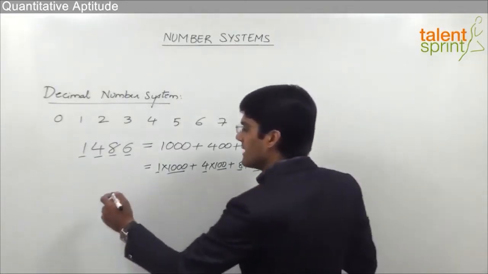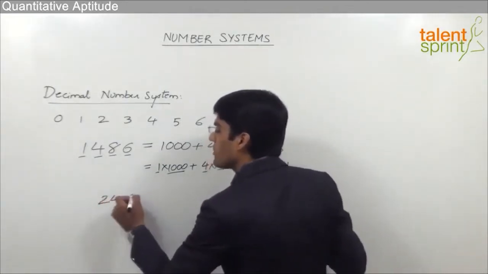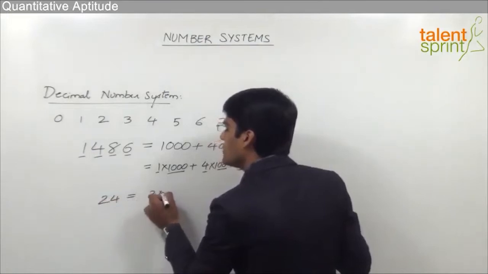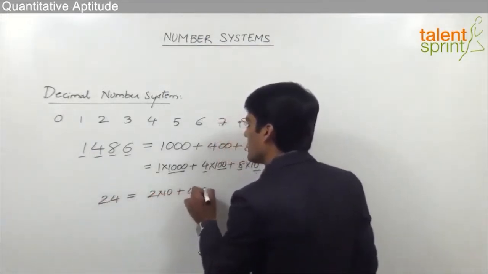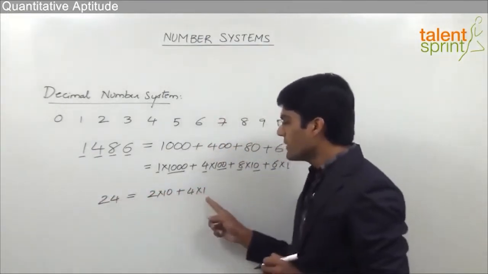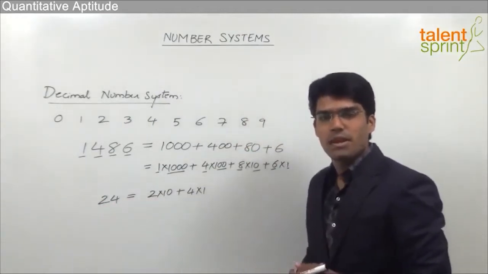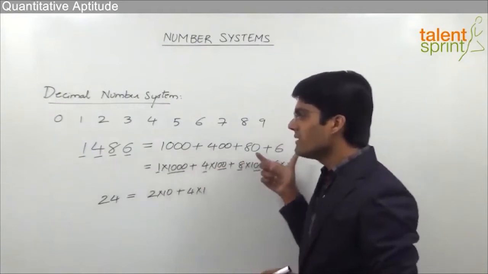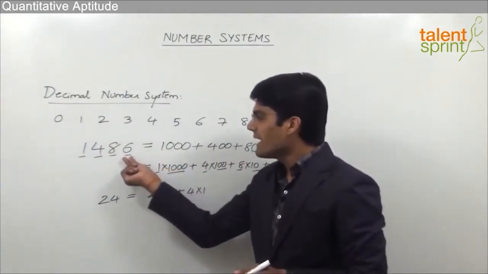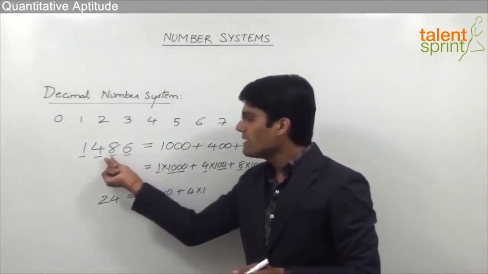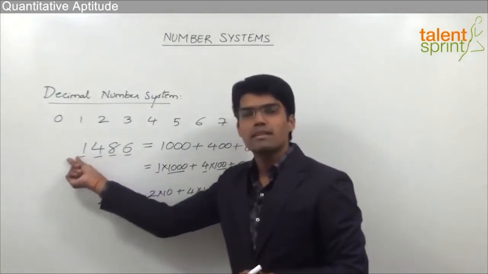For example, let's say the number is 24. 24 should be taken as 2 into 10 plus 4 into 1. Why? Because we have 4 in units place and 2 in tens place. So the basic representation of a number in decimal number system has to be done with the place values as 10 power 0, 10 power 1, 10 power 2 and 10 power 3 and so on.